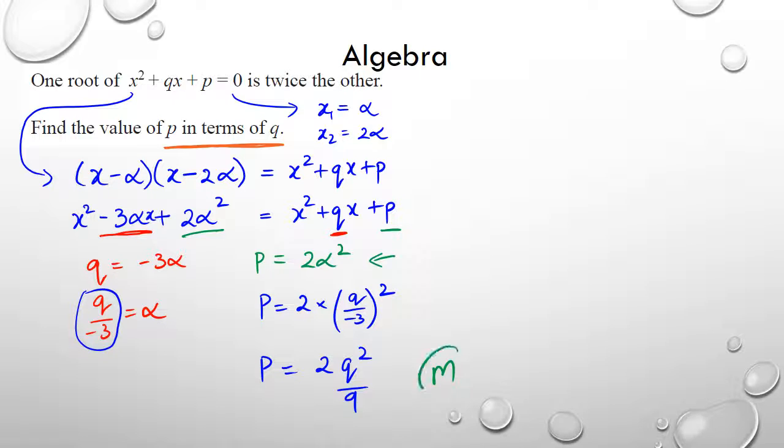So for merit for this part, you really have to get down to here, and correct expressions for p and q is achieved. So obviously if you get up to this line here, you are looking at an achieved. Cool, that's algebra. Let's go to differentiation merit.